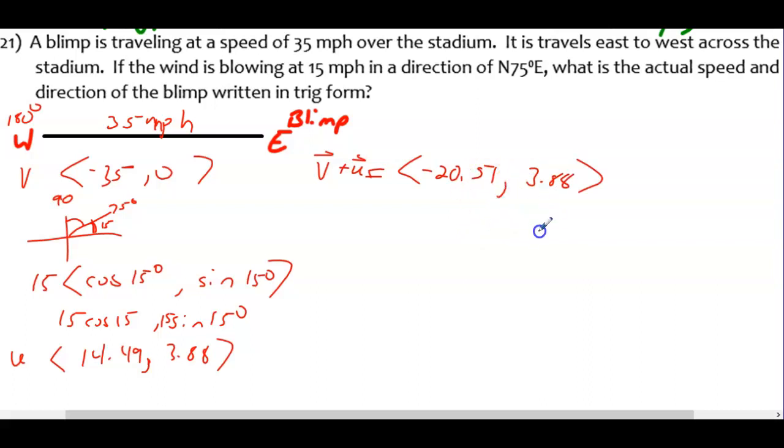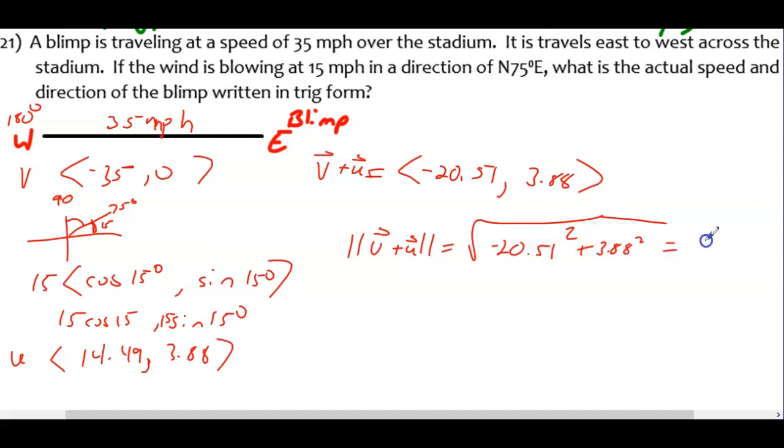So just like the last problem, we need to find a magnitude. The magnitude of V plus U is the square root of negative 20.51 squared plus 3.88 squared, and we get 20.87. So that's going to be our speed.